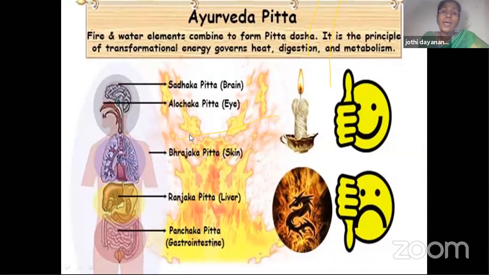So based on Ayurveda, Pitta is where the fire and water elements combine to form the Pitta dosha. It is the principle of transformation energy, which governs the heat, digestion and metabolism. Basically digestion is the basic thing which makes your metabolic rate increase or decrease, whether you're thin, fat, whatever it is, it is all based upon the Pitta. So when you see from the bottom onwards, we will go from the digestive part onwards.